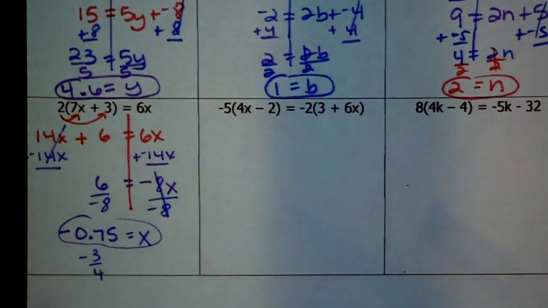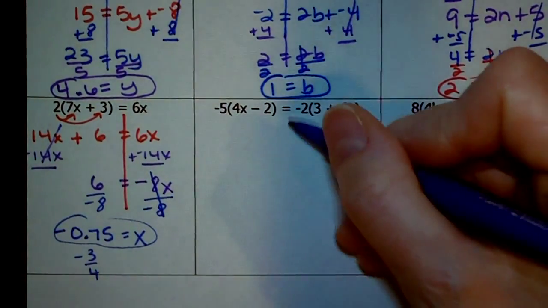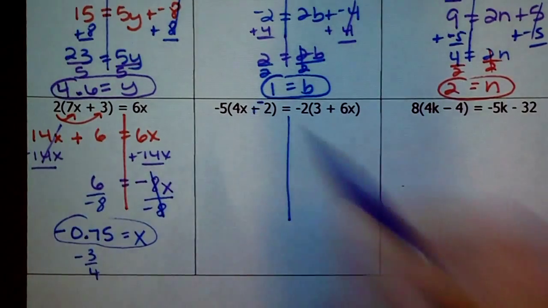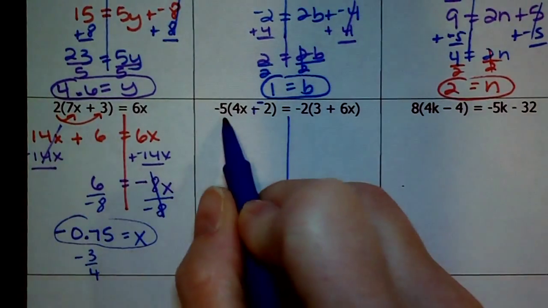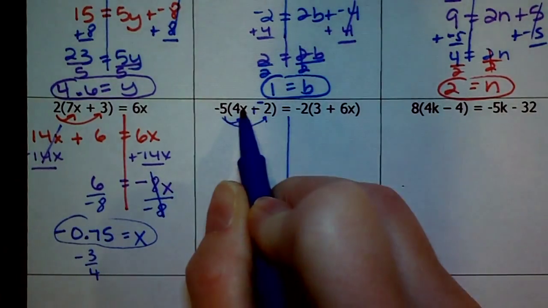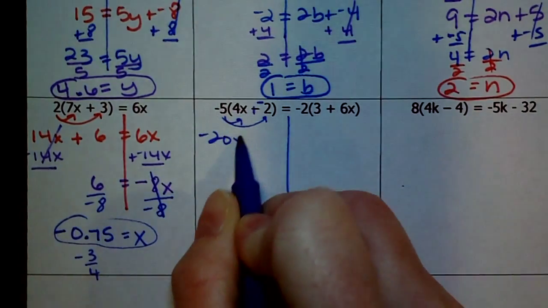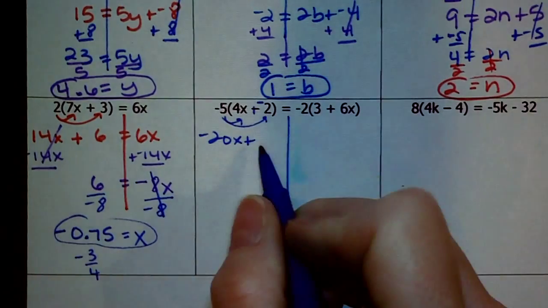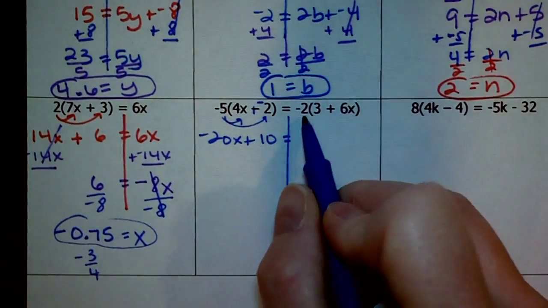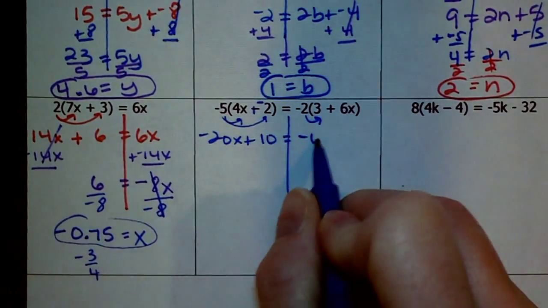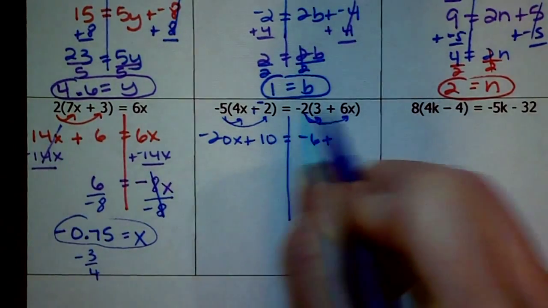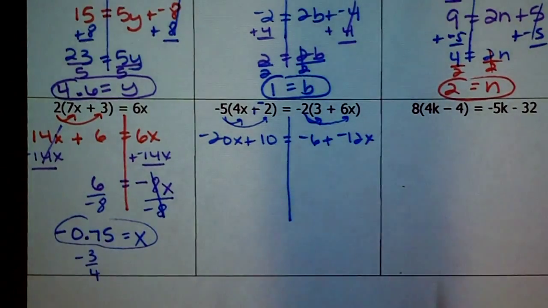Ooh, a couple sets of parentheses here. So I'm going to draw my line. Keep change. Step 1 says get rid of parentheses on either side. So negative 5 times 4x is negative 20x. Negative 5 times negative 2 is 10. Negative 2 times 3 is negative 6. Negative 2 times 6x is negative 12x.